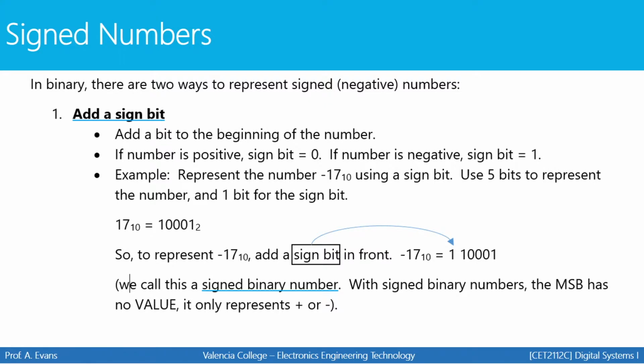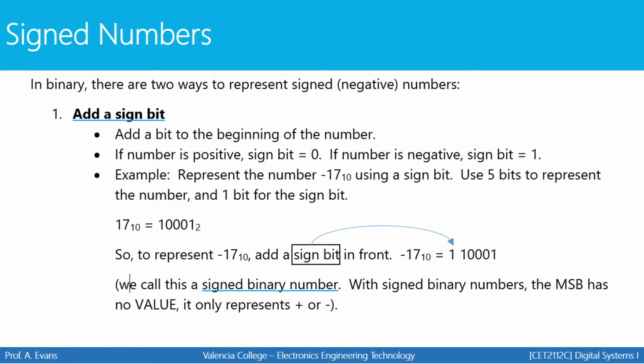So the number negative 17, we have 5 bits to represent that number. So what we're going to do is start by just writing out the number 17 in binary and making sure that we use 5 bits to do it exactly. So the number 17 would be 16 plus 1, giving us 10001 as our representation of 17. Then to represent negative 17, we're just going to add a signed bit in front of that binary representation. So we have the 10001 representing the number 17, and then a signed bit in front telling me that that number should be negative. So we call this a signed binary number.